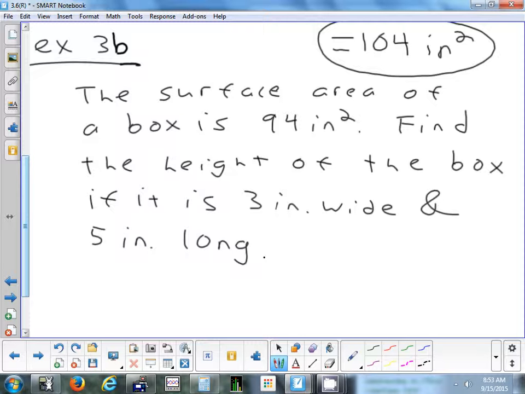Kevin, you see which one we're going to find? What does it say? Just read through it. Which one is it asking you to find? The length, the width, or the height?